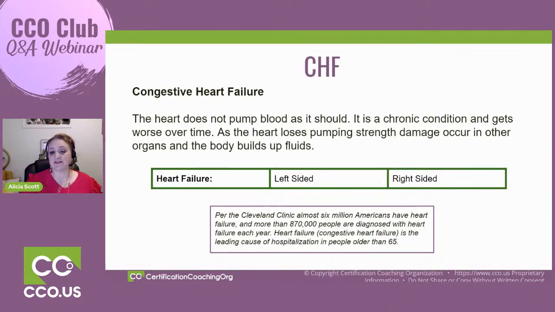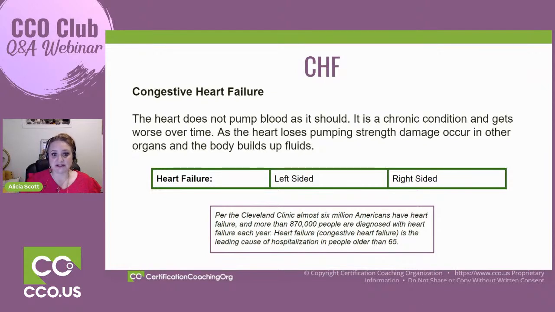But one of the facts that came out of this is they said that 6 million Americans have heart failure, and more than 870,000 people get this diagnosis each year. That's crazy. That is almost a million people every year getting a CHF diagnosis. Now, when you think about how many people live in the United States, pretty fascinating, right?